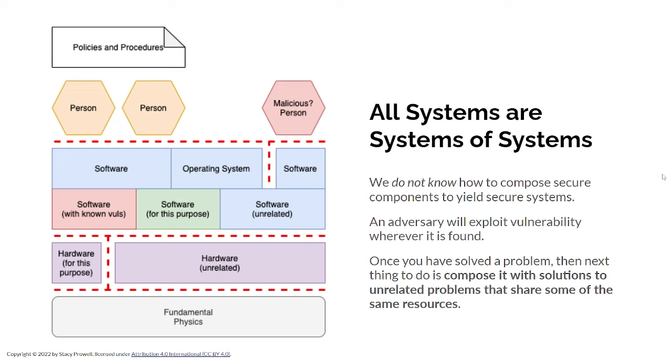We don't know how to compose systems to guarantee security, and an adversary is going to exploit vulnerabilities wherever they can find them. Once you've solved a problem, the next thing to do is to compose it with solutions to unrelated problems and share resources. That's what a computer does. That's what your program on the computer is basically doing. I didn't mention it explicitly in here, but I mentioned it before. Up at the top, policies and procedures. You get everything right in here, and then you add some terrible policies on top, and your whole system is now insecure. It can happen.